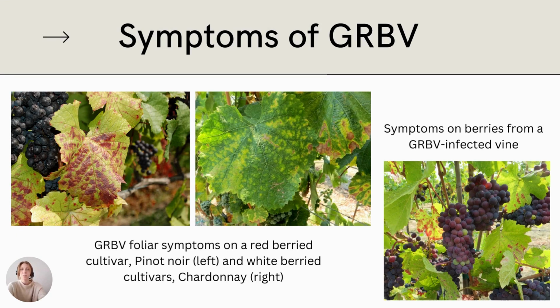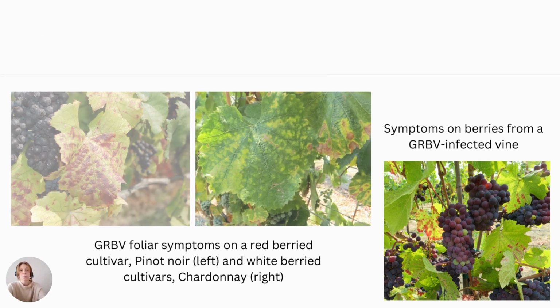GRBV causes symptoms on both the foliage and the fruit. Foliar symptoms are different depending on the variety in production. For example, red-berried cultivars, like the one shown on the left, will have namesake red blotches, whereas white-berried cultivars, as the one shown on the right, will have more of a chlorosis or a necrosis. Symptoms on berries include reduction in sugar content, anthocyanins, overall bunch weight, as well as berry yield. This will then have an impact on the wine that is being produced.